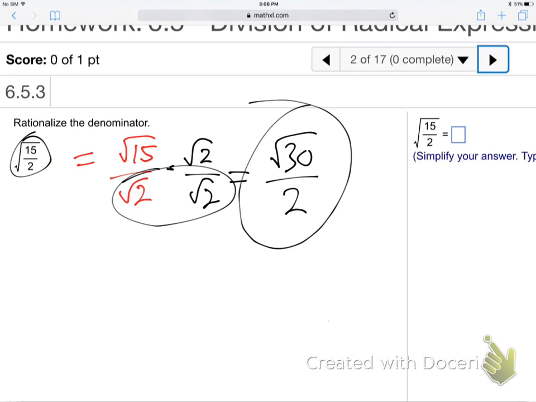That root over the whole fraction meant it was over both. It was over the top and it was over the bottom.